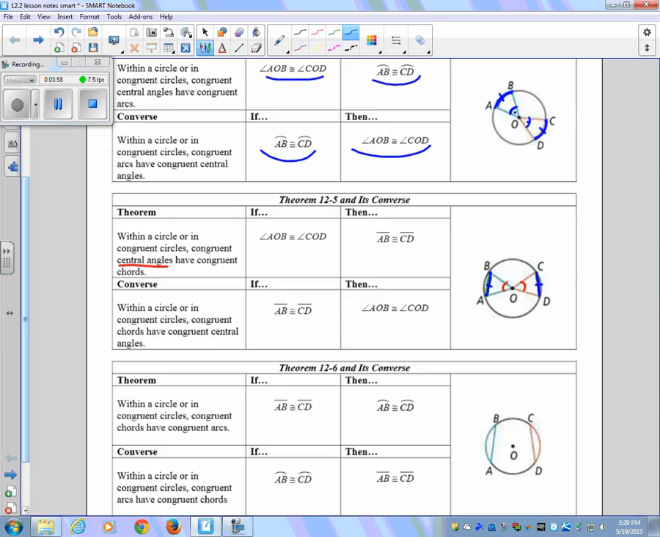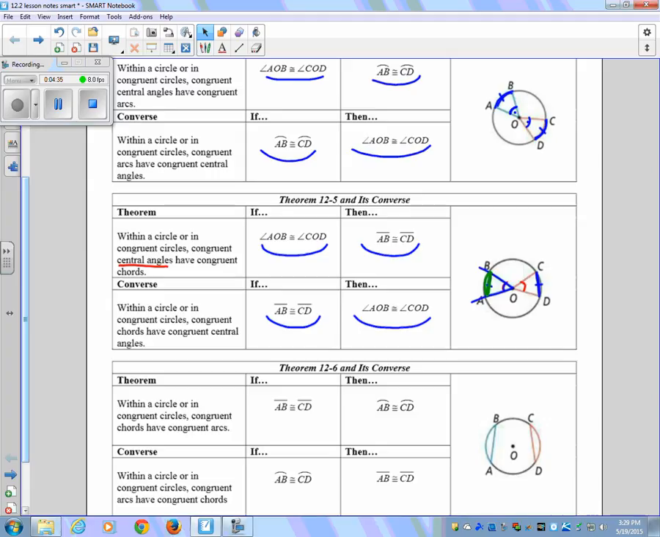So again, the theorem says if the central angles are congruent, then the chords are congruent, and vice versa. If the chords are congruent, then the central angles are congruent. Okay, so it just has to do with the concept that as soon as you draw that central angle, you've involved a bunch of things. You've involved a chord that has those endpoints AB, and an arc that has the same endpoints. So all of them are related.